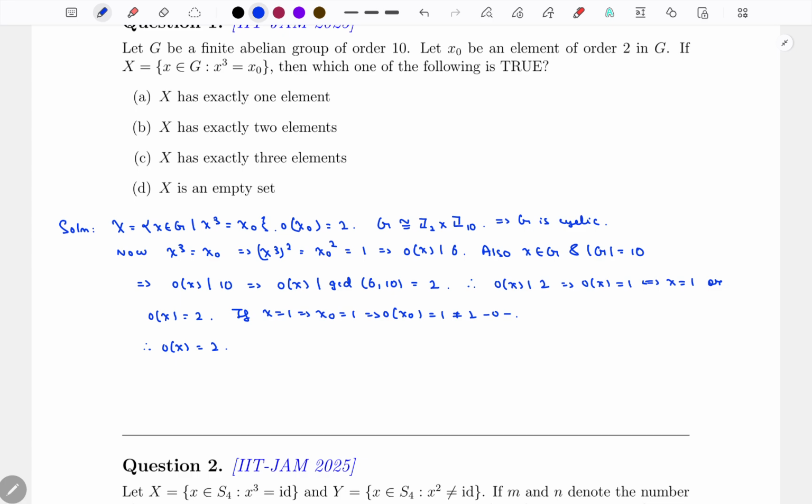Now since it's a cyclic group, the number of elements of order 2 is exactly equal to phi of 2, which is equal to 1. What does that mean? That means that x has to be exactly equal to x naught, and you can immediately verify that x cubed is equal to x naught cubed, which is x naught squared times x naught, but x naught squared is identity, so it's just x naught, so it satisfies it. So therefore we got only one element, so option A should be the correct answer.